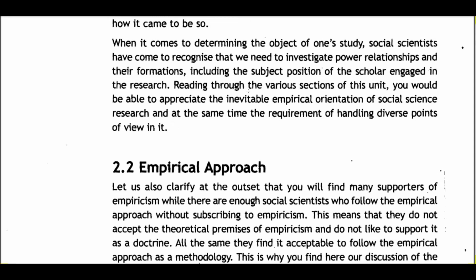When it comes to determining the object of one's study, social scientists have come to recognize that we need to investigate power, relationships, and their formations, including the subject position of the scholar engaged in the research. Reading through the various sections of this unit, you would be able to appreciate the inevitable empirical orientation of social science research and at the same time the requirement of handling diverse points of view in it.